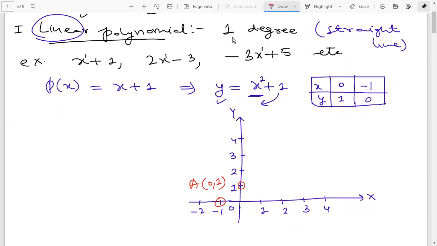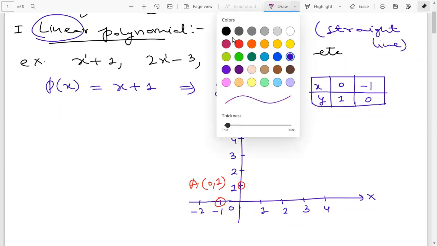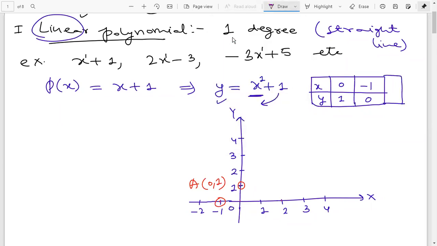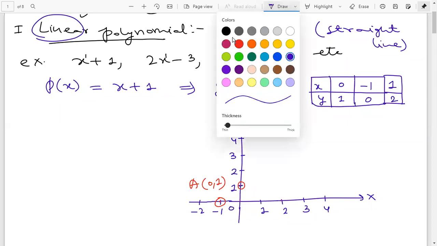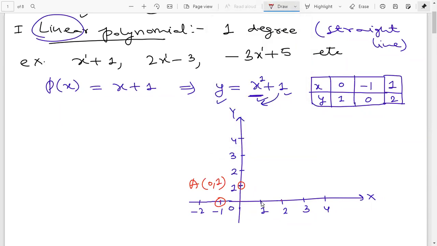Suppose if you don't want negative values, we can take other values also. Suppose if you take x value 1, so y will be 1 plus 1, 2. Simple. So this point also we can do. Any two values are sufficient to draw a line.